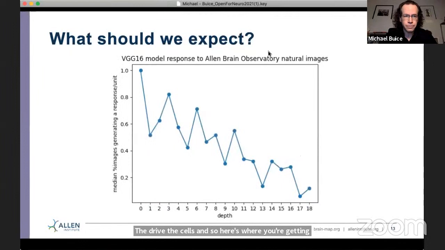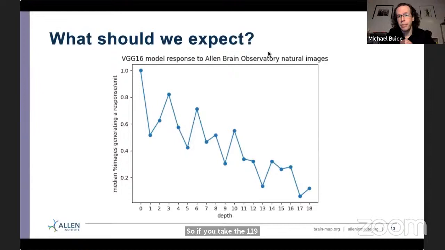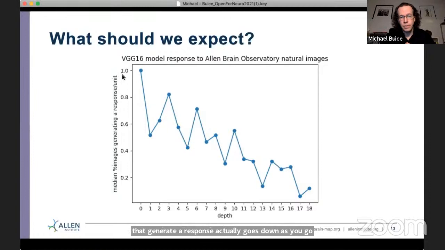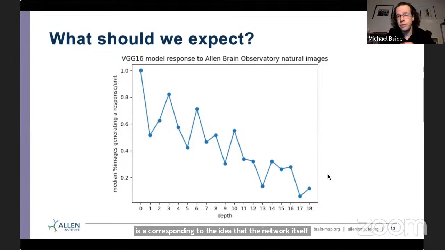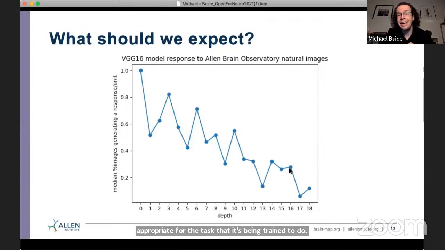So if you take the 119 natural images, for example, that were shown in the brain observatory two photon set, and you show this to VGG16, the percentage of images that generate a response actually goes down as you go through the network. This corresponds to the idea that the network itself is generating responses to sparser features that are appropriate for the task that it's being trained to do. And so you might ask the question, is this kind of thing what's happening with the mouse, that you get the sparse feature computation?